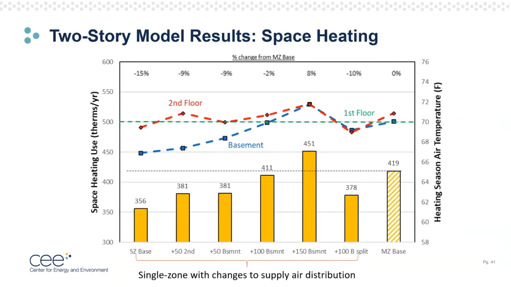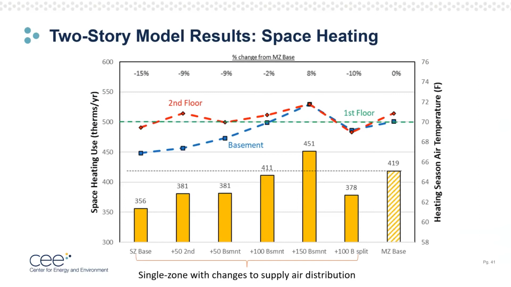The solid yellow bars indicate the use for 6 different configurations of supply air for the single zone system. And then the dashed bar on the right is the gas use for the multi-zone system. The blue, green, and red dashed lines are average zone temperatures for each configuration. At the top is the percent change in the gas use of the single zone systems from the multi-zone system.